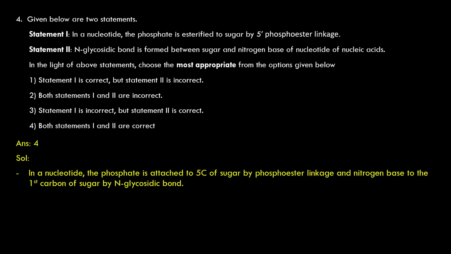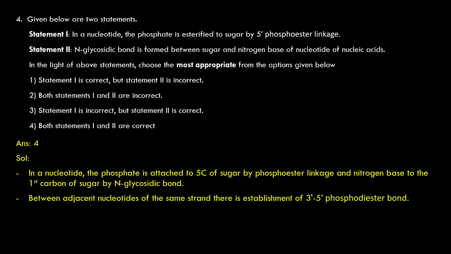Fourth one. In a nucleotide, the phosphate is attached to the fifth carbon of the sugar by phosphoester linkage, and the nitrogen base to the first carbon of sugar by N-glycosidic bond. Between adjacent nucleotides of the same strand, there is establishment of 3' 5' phosphodiester linkage.